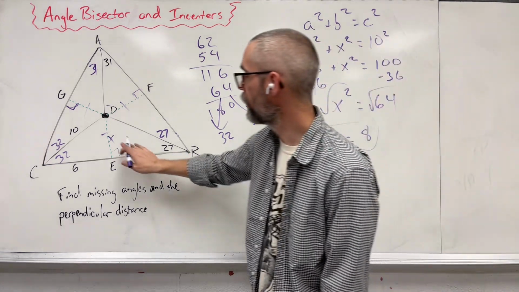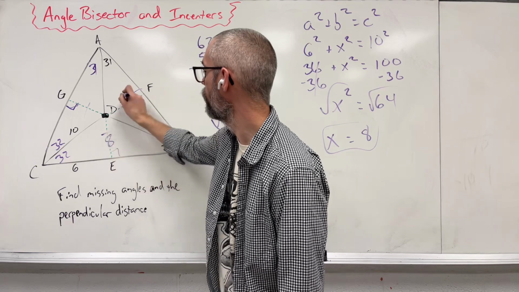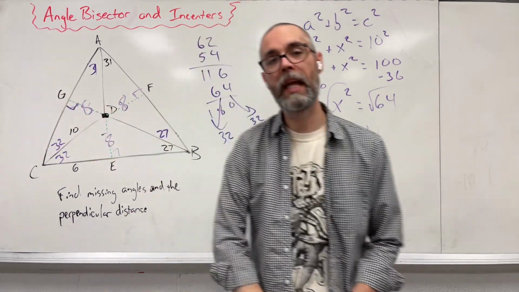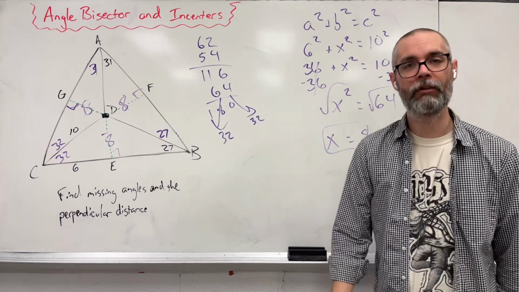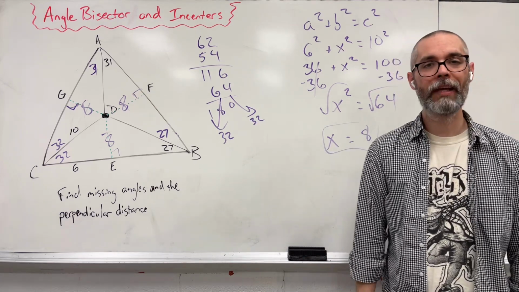So the perpendicular distance for every one of these is going to be 8 because they're all always going to be the same when we have an incenter. And that's angle bisectors and incenters.